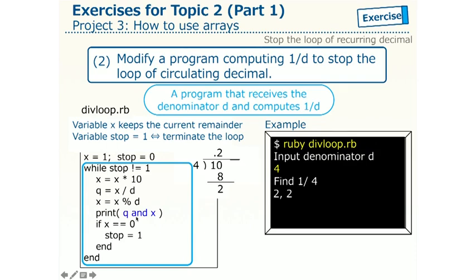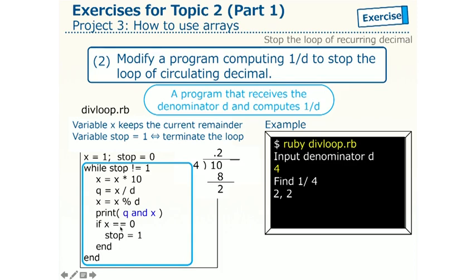Again, let me explain later on the exact way to write this print command. Now, in this if statement, that is, in these 3 lines, we check first whether the new remainder is 0 or not. If it is 0, then set 1 to the variable stop to terminate the while loop.